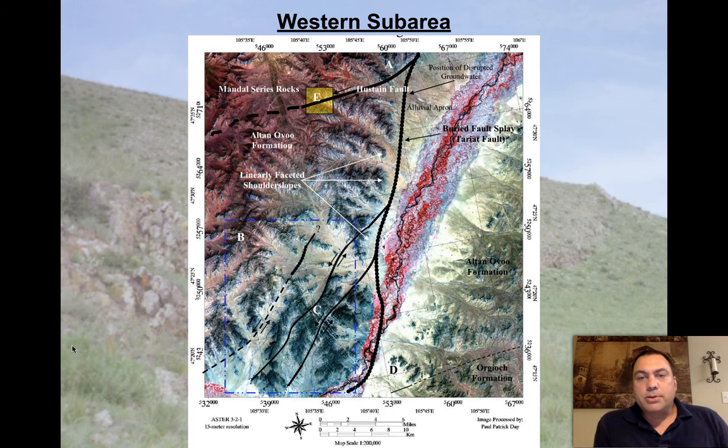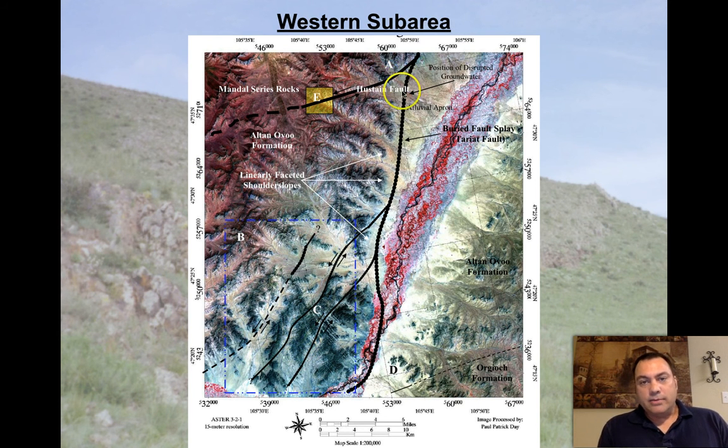So this is the western sub-area, and when we looked at this, we saw some really interesting things. A lot of these rocks here had been mismapped in the past, so we had to actually disregard some of the early maps that we'd found and remap it. When we went out and actually saw the rocks, we realized that what we were seeing in the satellite images could be verified. So we actually verified a lot of this.